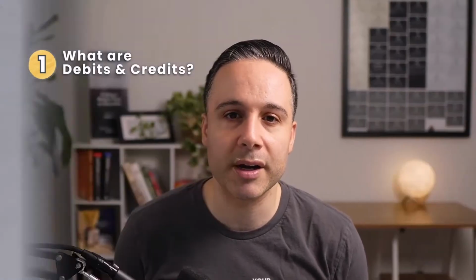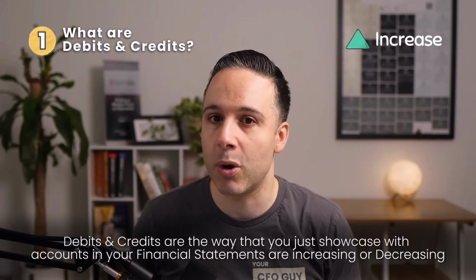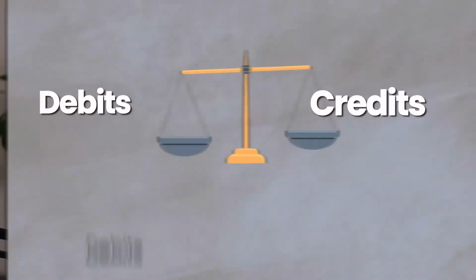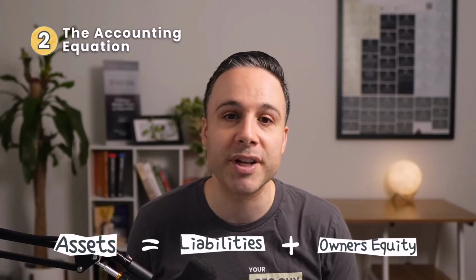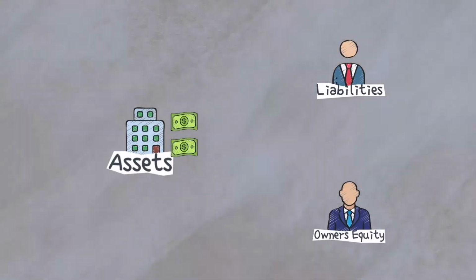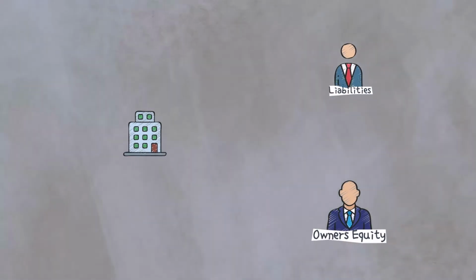So to recap on these 3 concepts, number 1, debits and credits are the way that you just showcase which accounts in your financial statements are increasing or decreasing. And you communicate that by recording both a debit and a credit. Debits must always equal credits, and different accounts have different rules for whether a debit or a credit means increase or decrease. Number 2, the accounting equation states that assets equals liabilities plus owner's equity, which means that all items of economic value that the business owns or substantially controls is owed to either the creditors of the business or the owners of the business.